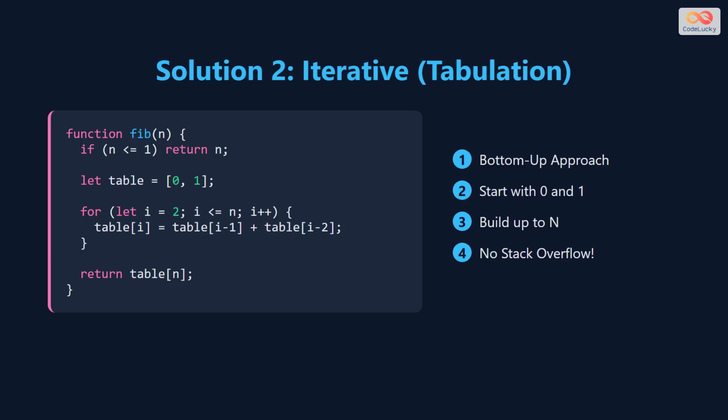Another approach is to go bottom-up, also known as tabulation. Instead of recursion, we use a simple loop. We start with an array containing our base cases, 0 and 1. Then, we iterate from 2 up to n, calculating each new number by adding the previous 2 in the array. This avoids the overhead of recursive function calls entirely.